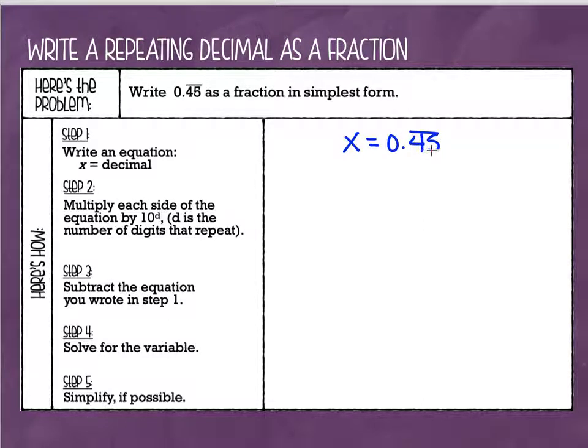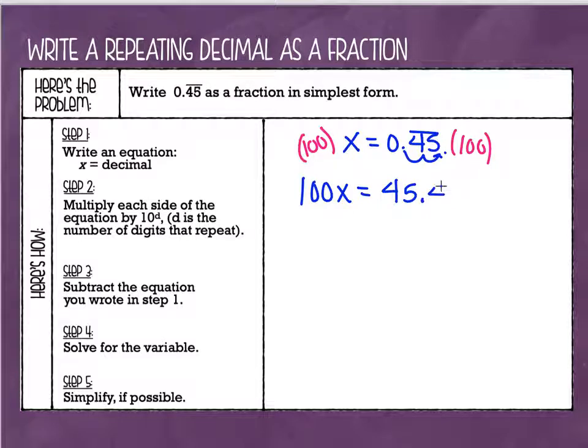So we have two digits repeating here, which means that I'm going to multiply each side of my equation by 100. So I'm going to multiply the left side by 100, and I'm going to multiply the right side by 100. Now, when I do that, I'm going to get 100x on the left side. And if I were to multiply 0.45 repeating by 100, that means I'm going to be moving this decimal point over two places to the right. So it's going to become 45.45 again, right? Because that's repeating.